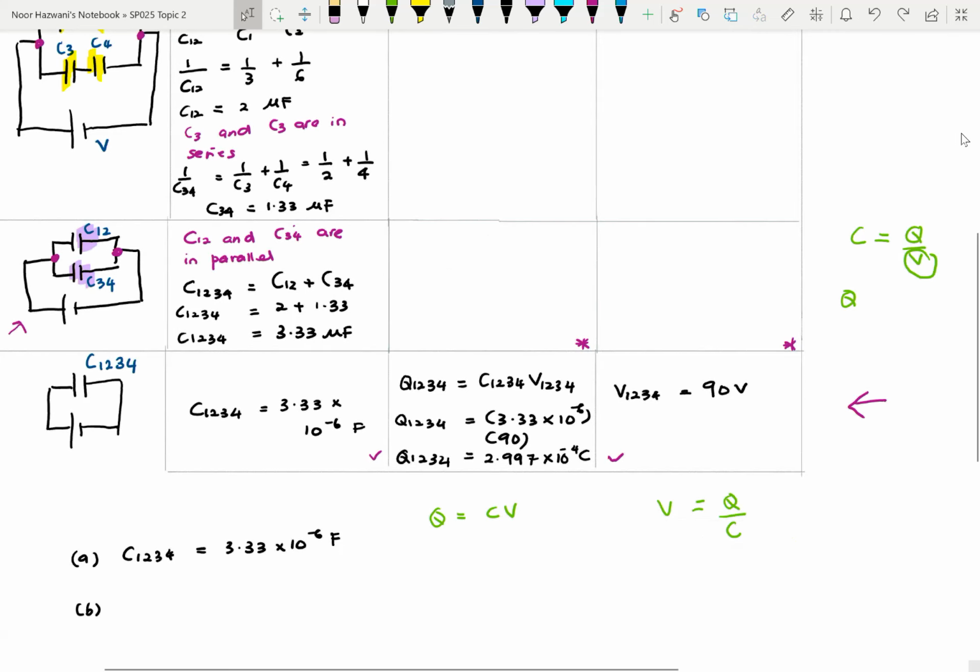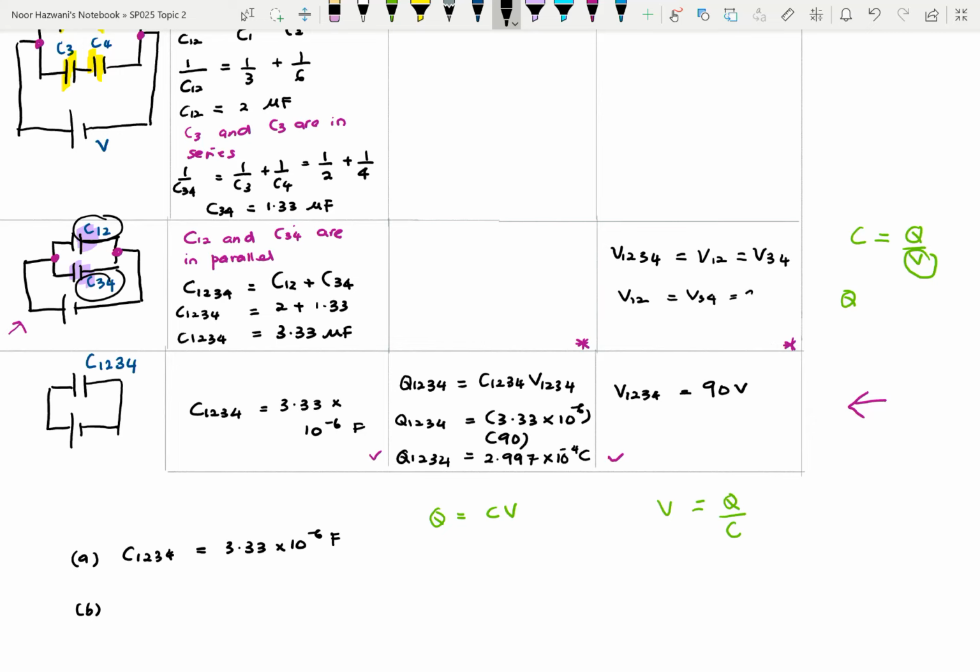Okay, sorry. So kita akan tulis V1, 2, 3, 4. Kita tengok dekat sini apa yang ada. V12 equals to V34. Sama dengan apa? V12 is equals to V34 which is 90 volt. Okay, you dah dapat dekat sini V12 dengan V34. So, you boleh dapat Q12.